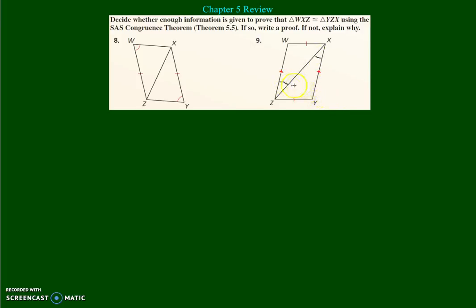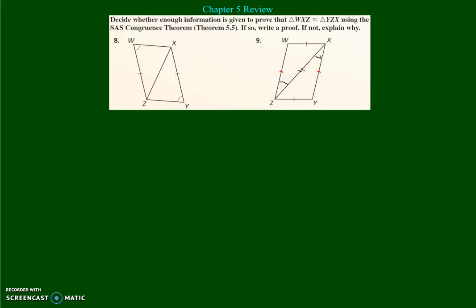So here we have an angle. We know that this side, XZ, is congruent to itself by the reflexive property, and we're already given this side is congruent to this side. But unfortunately, even with all this information, we're still at the point where we have side, angle, side, angle. And of course, that's not a theorem.